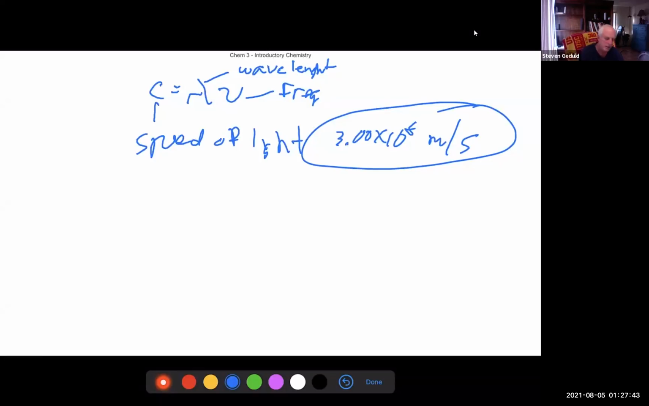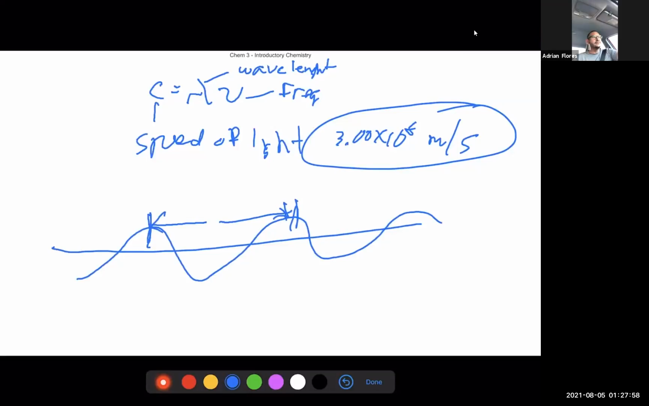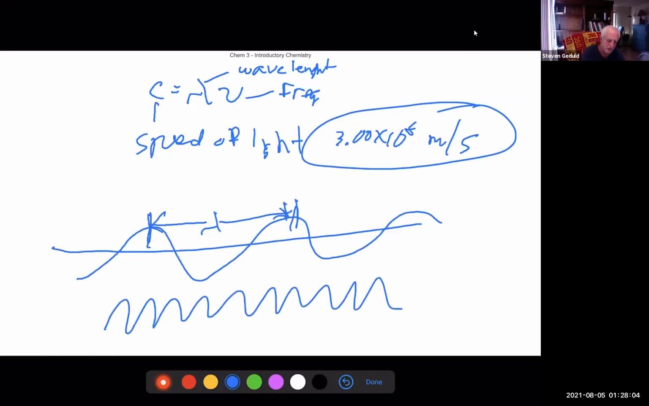If you've got a sine wave, the wavelength is the distance from the peak or crest of one wave to the peak or top of the other wave. That's your wavelength. It could be very long like that, or it could be very short like that. The shorter that wavelength, the higher the energy.